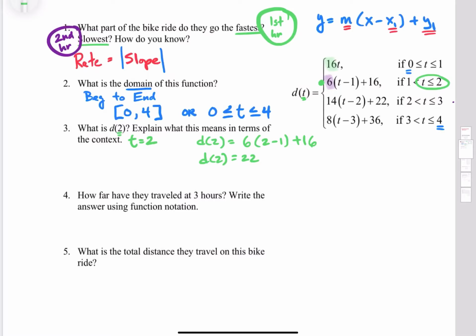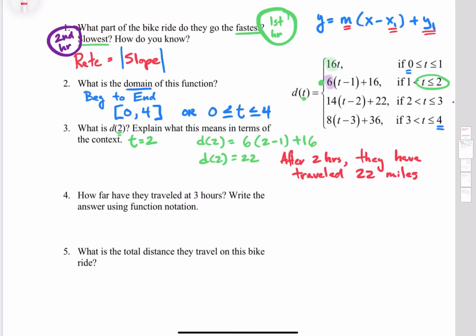Now that's our function notation, and we want to know what that means in the context of the problem. Well, remember, d of t represents how many miles they traveled. So the 22 tells us how many miles they traveled, and the 2 represents the time. So it's basically telling us that after 2 hours, they have traveled a total of 22 miles. So that's what it means in the context of the problem.